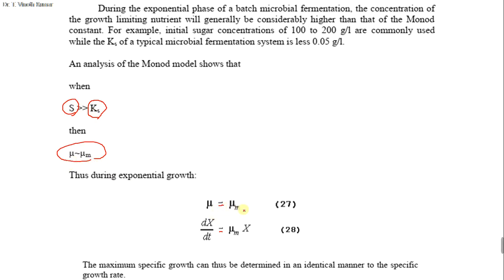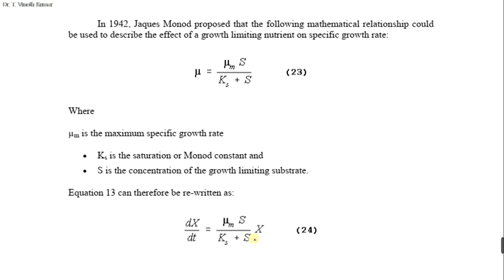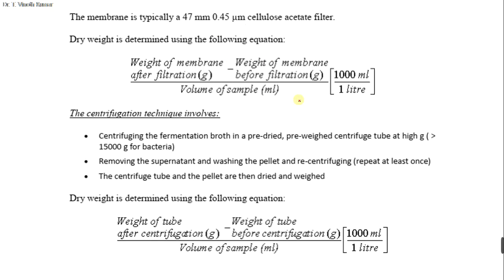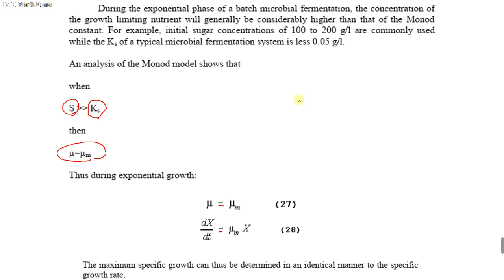So mu is equal to mu m means dx by dt is equal to mu into x, that is the formula. So in this formula, instead of mu, we are going to put the value mu m, that is the maximum. In the place of mu we are going to add the mu m. That is the only difference. This is the formula, and the maximum specific growth rate can be determined by arriving at this value.